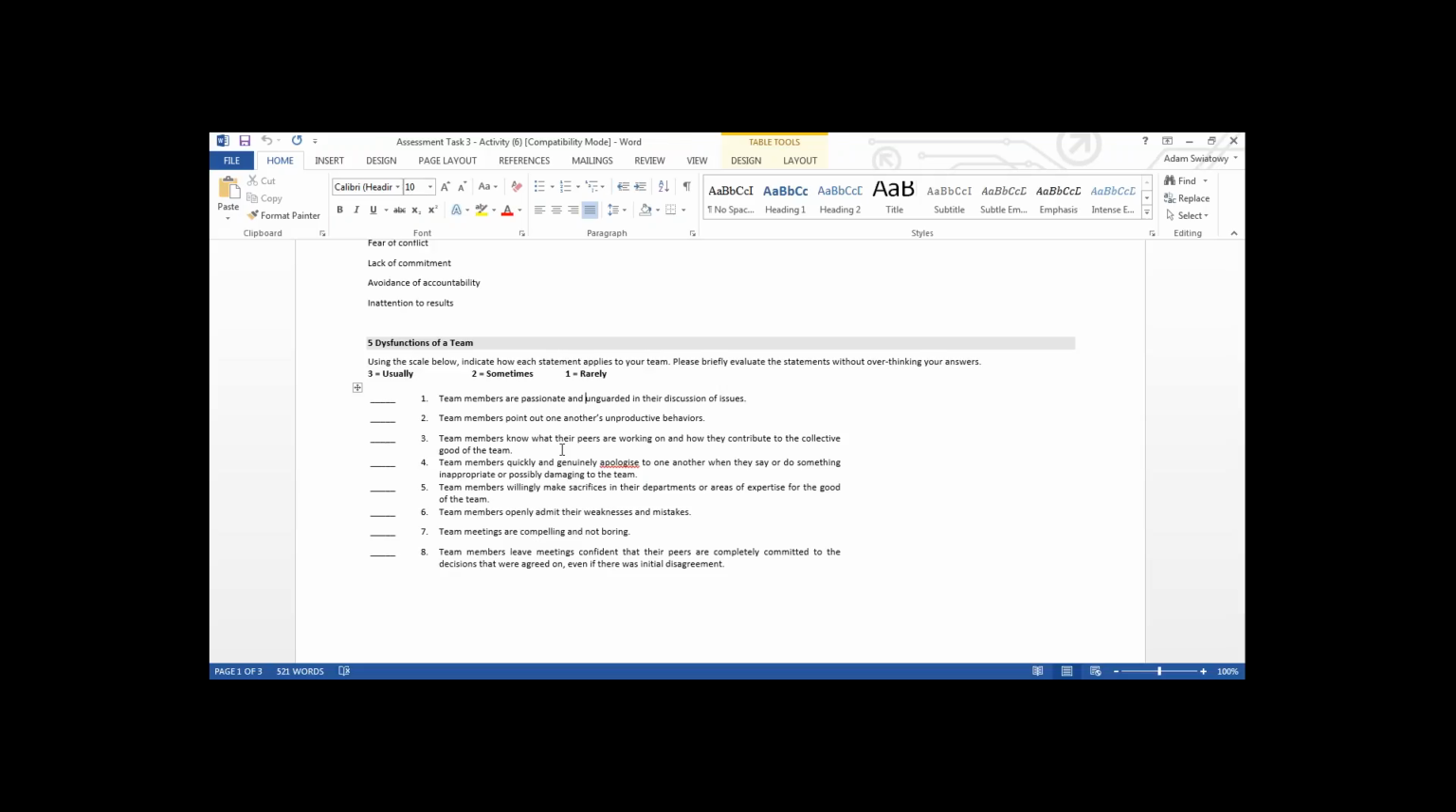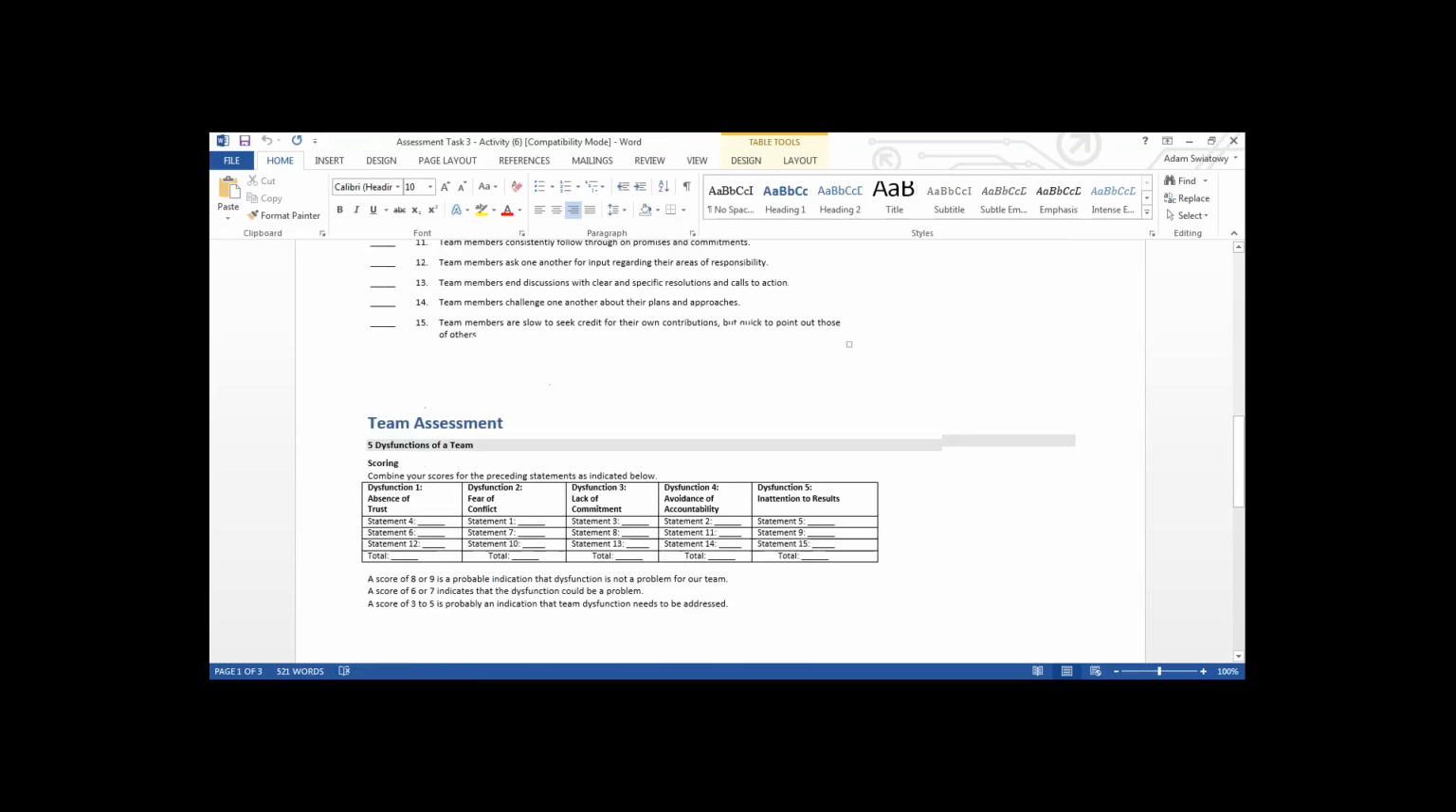If you would say that is usually the case, then put a 3 there. If you would say that is sometimes the case, then you'll put a 2 in this box. And if you think it's rare that team members are passionate and unguarded, then you'll put a 1 in that box there.